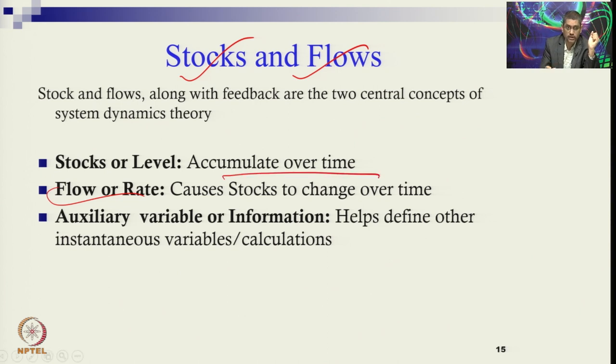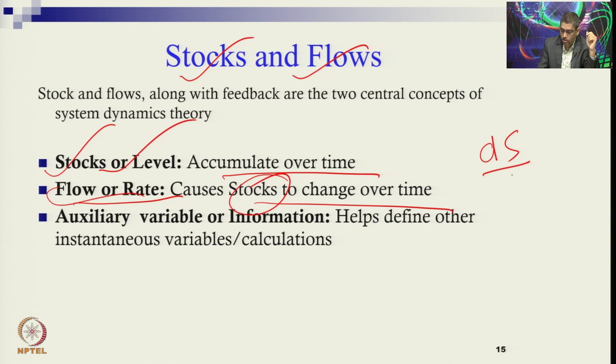The actual money, actual information, actual material that you are accumulating over a period of time, that is stock. The unit could be rupees, an inventory unit, or population, persons. So it is actual information, the actual quantity that we have to calculate. Flow rate is nothing but the change over a period of time, the rate of change of your stock.